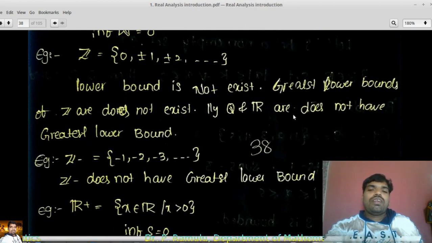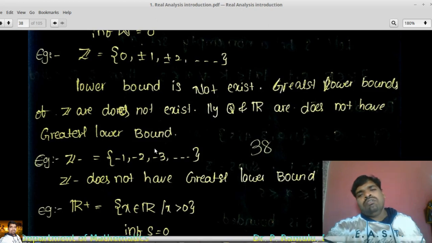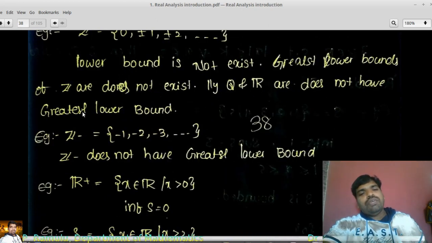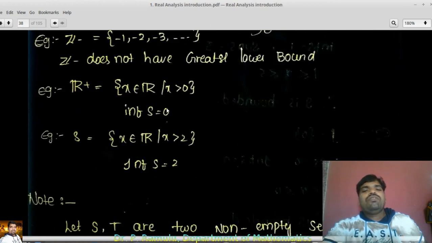Similarly, Q and R also do not have a greatest lower bound. Z minus also does not have any greatest lower bound. For R plus, what is the infimum? R plus is the set of all positive numbers. The infimum is 0, because 0 is the greatest among the lower bounds. Therefore, we are getting the greatest lower bound, so the infimum is equal to 0. If I take these things, the infimum is equal to 2, that means all elements which are greater than or equal to 2 only.